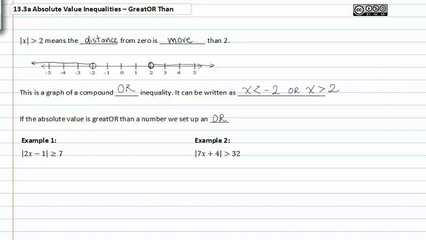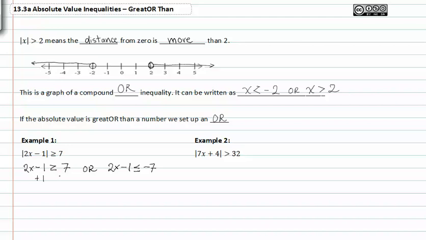As you may recall, when you're setting up an absolute value inequality, just like when we were solving absolute value equations, you have to write 2 separate statements, which is why we have the OR inequality situation. We have 2x minus 1 is greater than or equal to 7, or 2x minus 1 is less than or equal to negative 7.